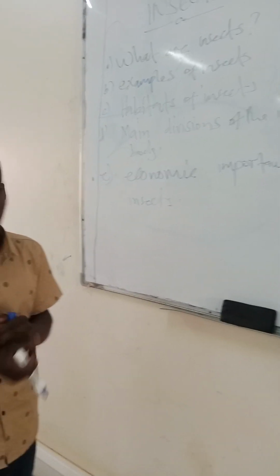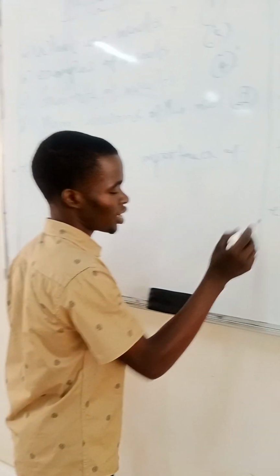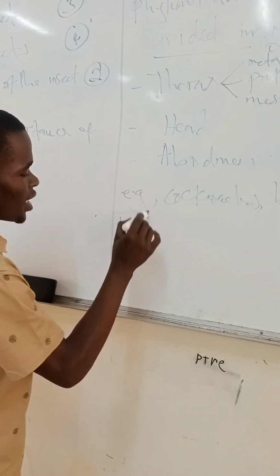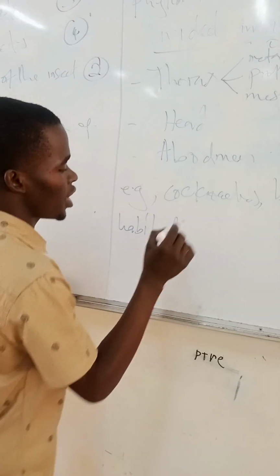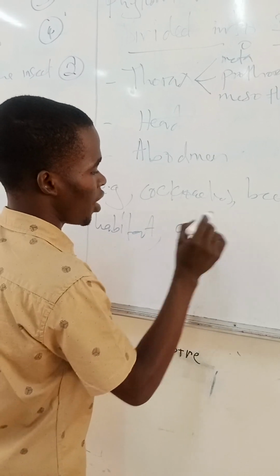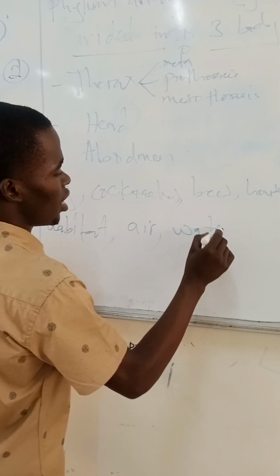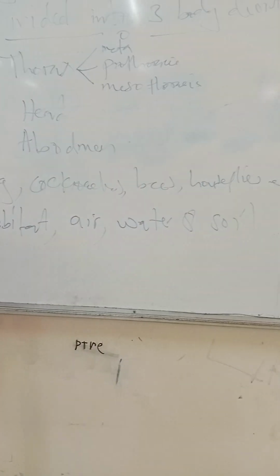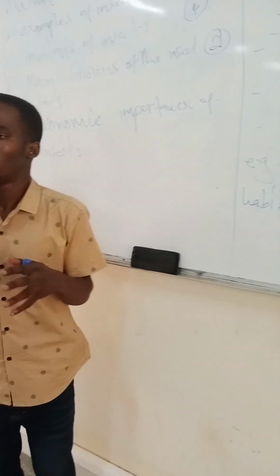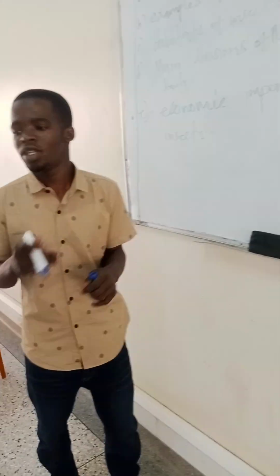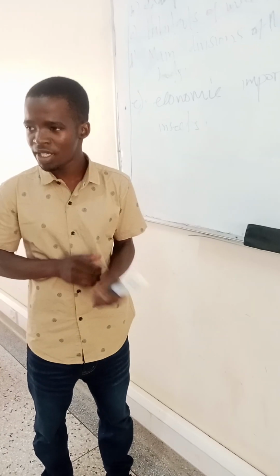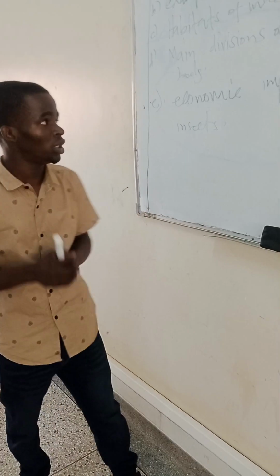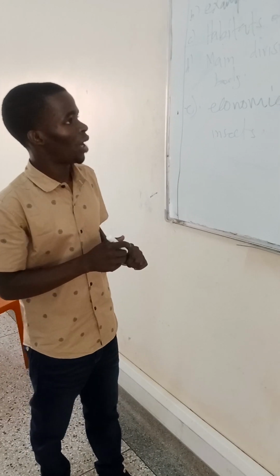That is to be followed by the habitats of insects, which have indeed been mentioned. In almost every statement I mentioned the habitat of insects: air, water, and soil. When you dig down in the soil or underground, you find very many insects residing there. So they occupy almost every habitat on Earth.